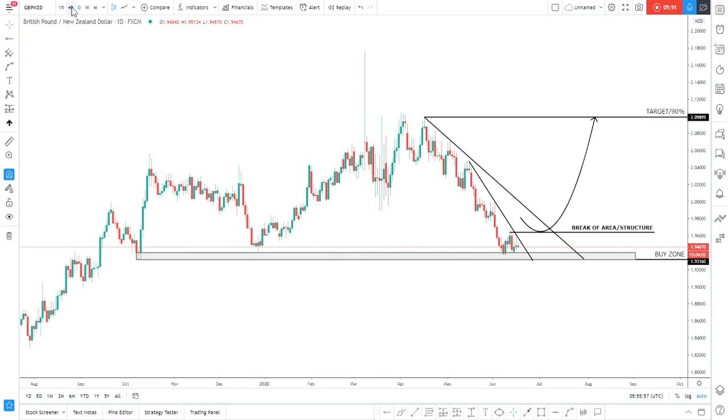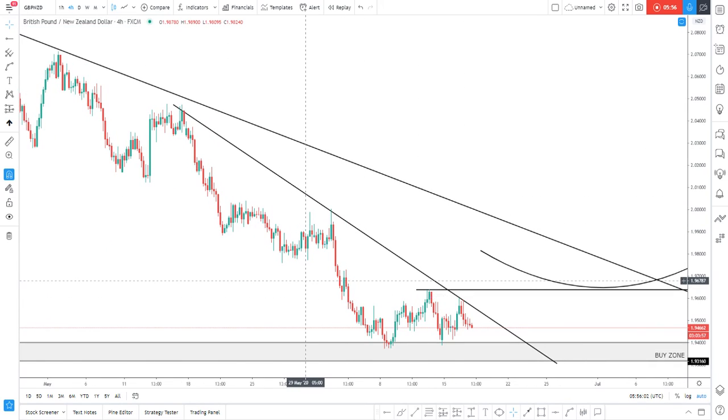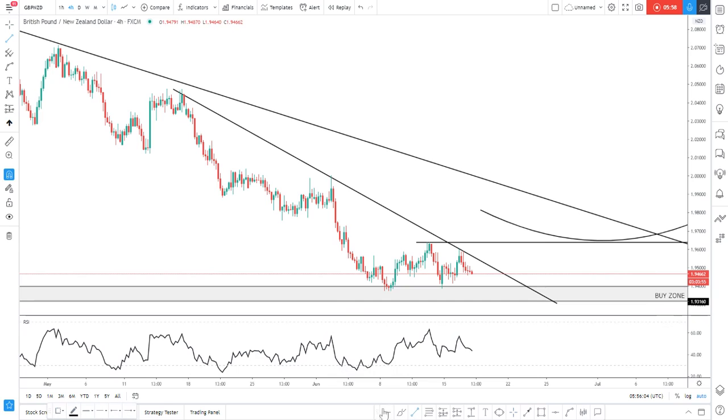So I'll go to the 4 hour time frame to gather more confluences. Now, on the 4 hour time frame, let's see if we have some sort of divergence. Yes, we do have a divergence here, a bearish divergence, which is adding up our confluences to go long on GBP NZD. Price moved lower and back to this area of structure to form a double bottom.